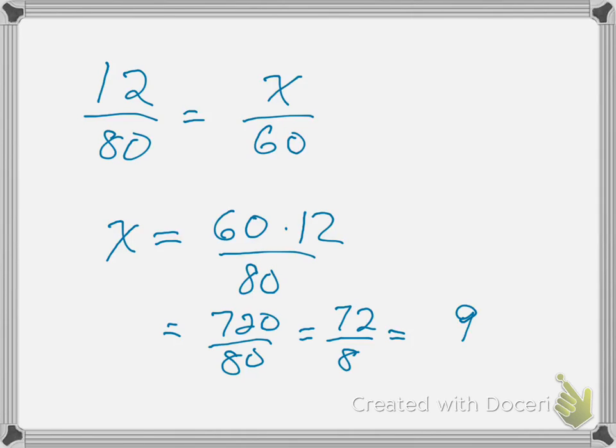We want 12 over 80 to be a fraction with a 60 in the denominator. So therefore, 12 over 80 is x over 60. If I multiply both sides by 60, I get x is 60 times 12 over 80. So it's 720 over 80, which is 72 over 8, or 9.